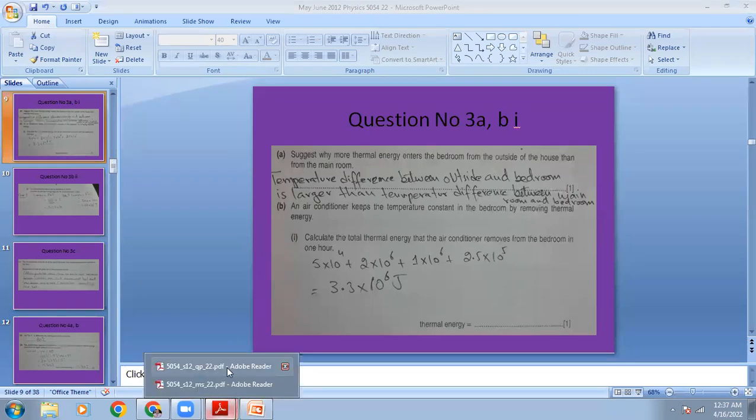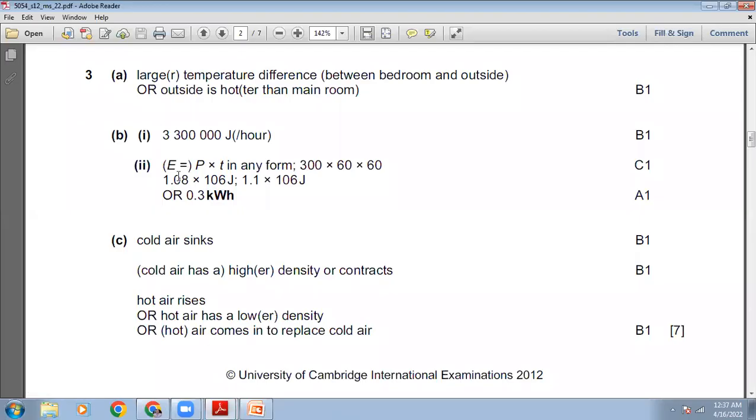3.3 times 10 to the power 6 joules. And where is the answer? Here we go. This is the right answer.